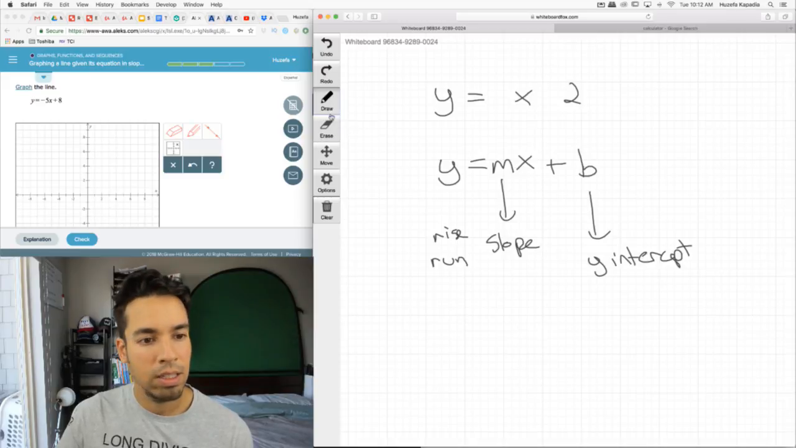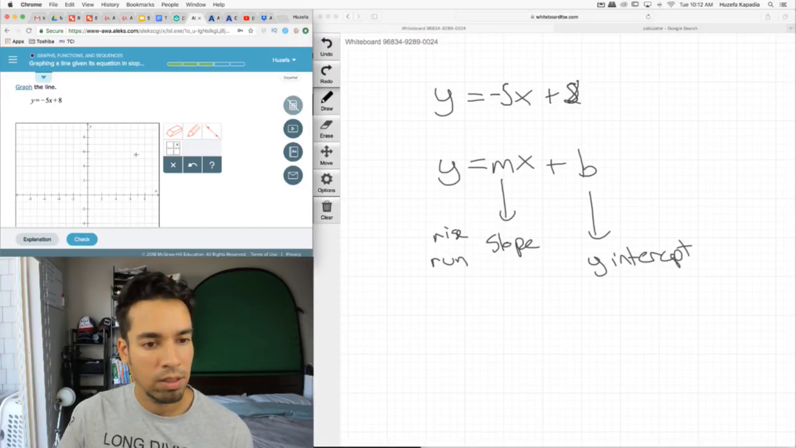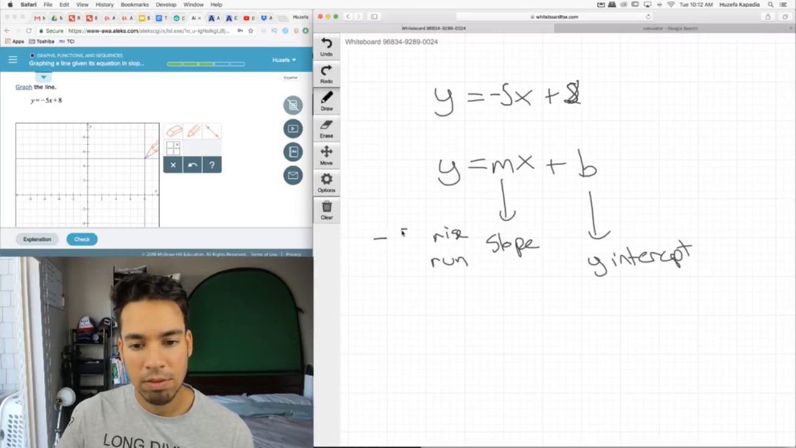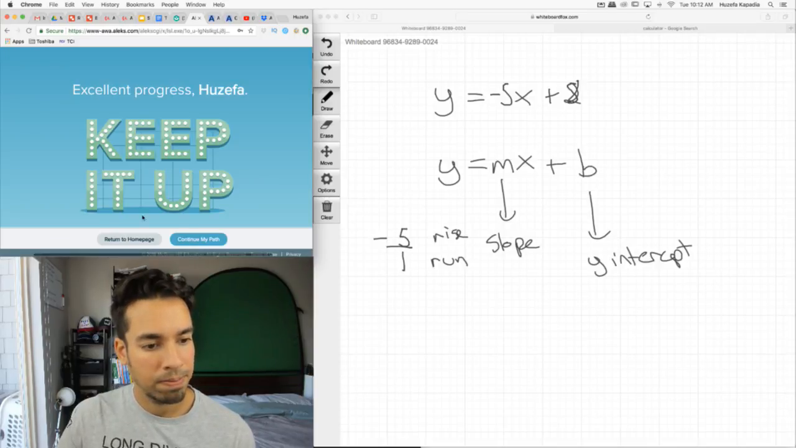All right, last but not least, negative 5x plus 8. My y-intercept is 8. Now we got our slope of negative 5, or negative 5 over 1. So let's apply that slope. We're going to go down 5: 1, 2, 3, 4, 5, and to the right by 1. There's my second point. Connect the dots. And that's it.